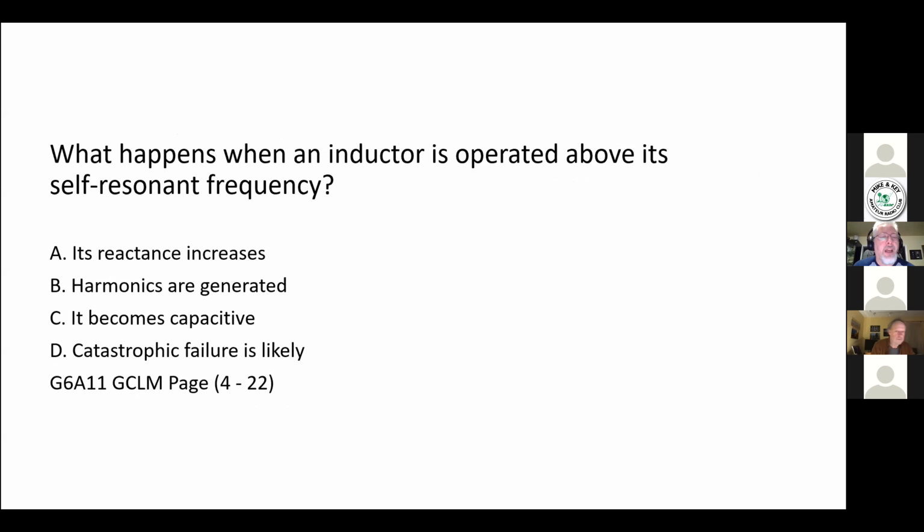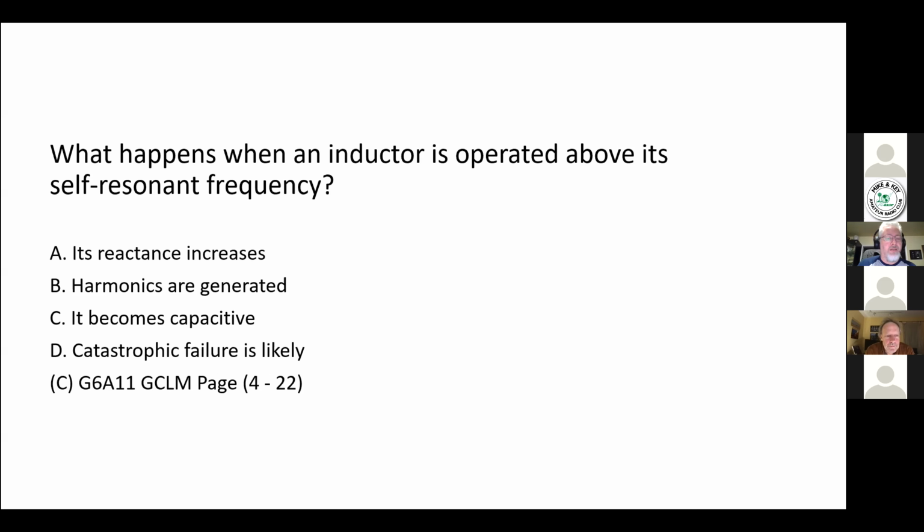Okay, what happens when an inductor is operated above its self-resonant frequency? A, its reactance increases. B, harmonics are generated. C, it becomes capacitive. Or D, catastrophic failure is likely. Alpha. Oh, C. It becomes capacitive.